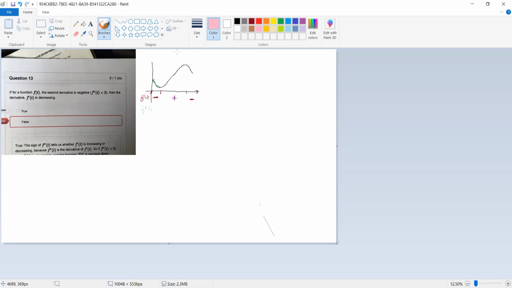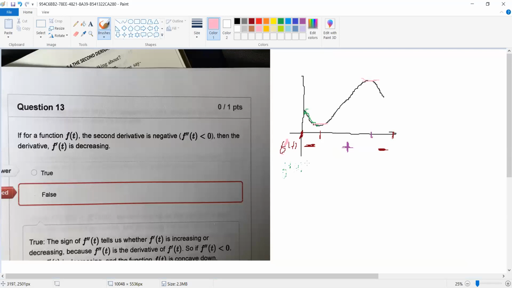Because what I did, this whole thing, f of t is positive this whole time, right? f of t is always above the t-axis. Yes. What I wrote down here was not f of t, but f prime of t, because we said that it's negative until it hits zero, positive until it hits zero again, our derivative, and then it's negative again. You can see that, yeah? So, that might be better.